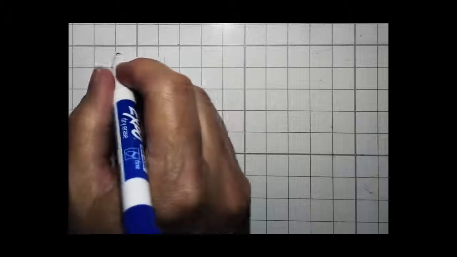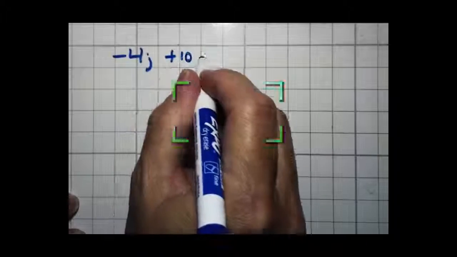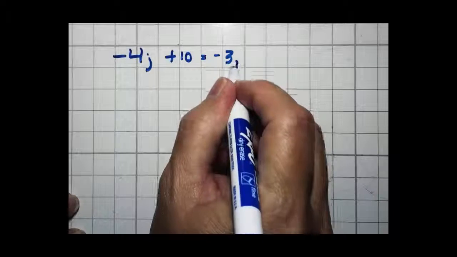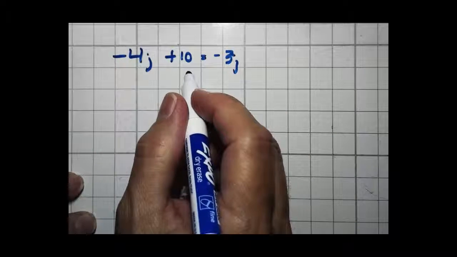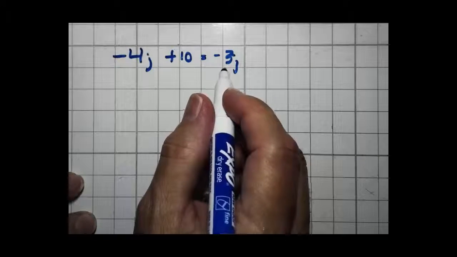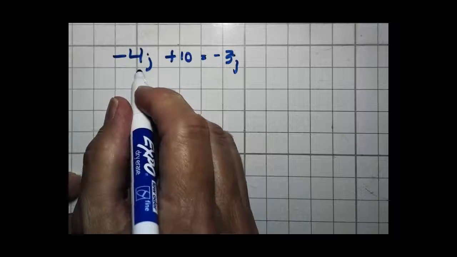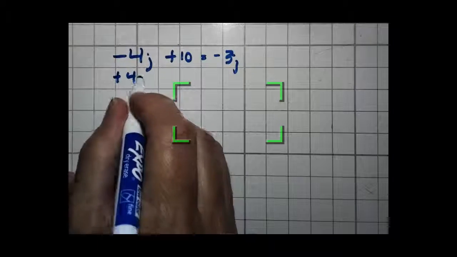You'll be given a problem similar to this. Negative 4j plus 10 equals negative 3j. And you're going to solve that exactly like you would solve a regular problem with one exception. The very first thing you have to do is put these variables together. So I can either move the 3j over to here or the 4j over to here. I'm going to move the 4j.